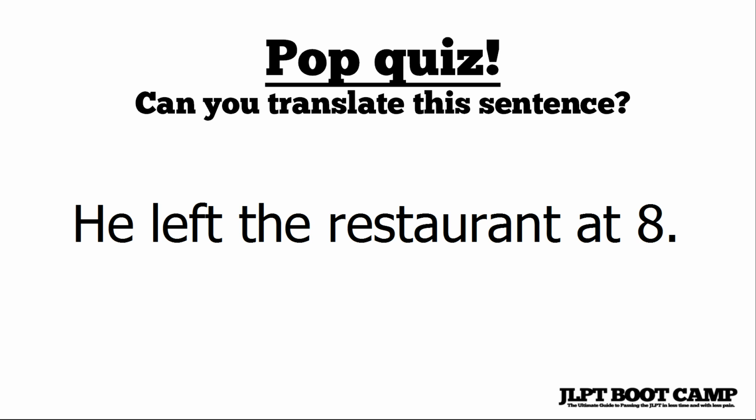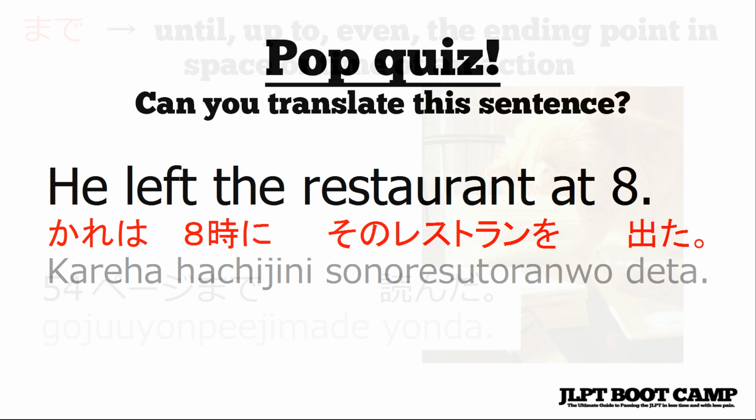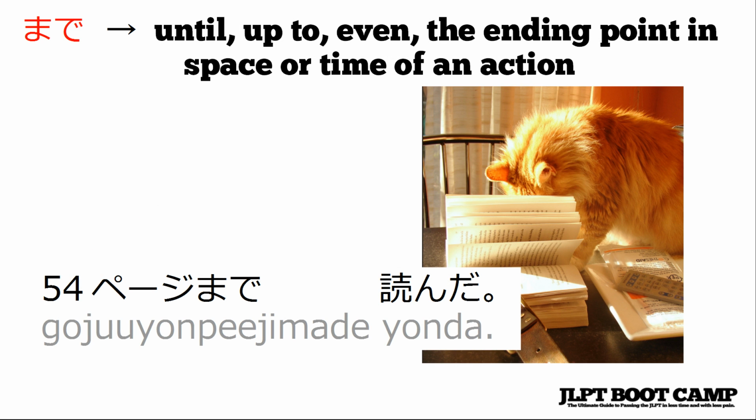All right, time's up. The translation would be 彼は8時にそのレストランを出た. So, again, this would be the starting point of an action. He left, using the verb 出る. All right. So we talked about kara.